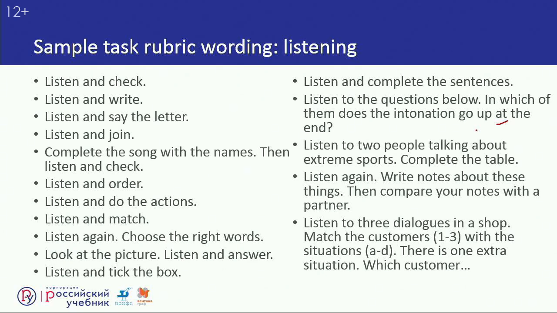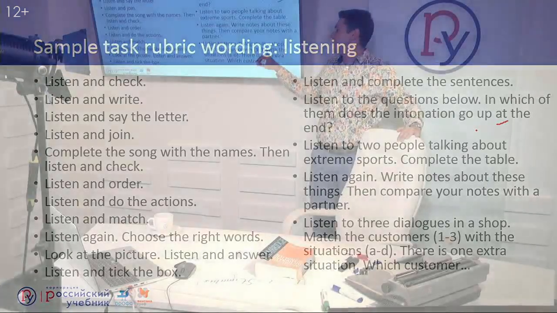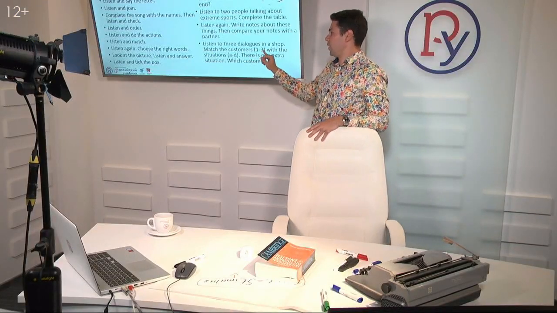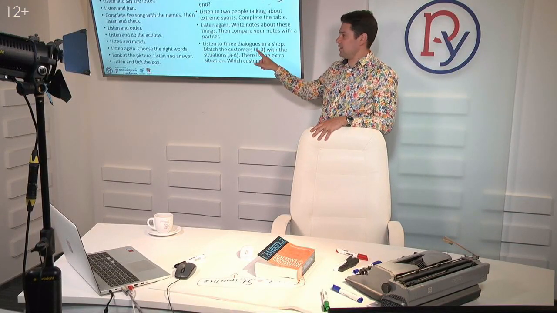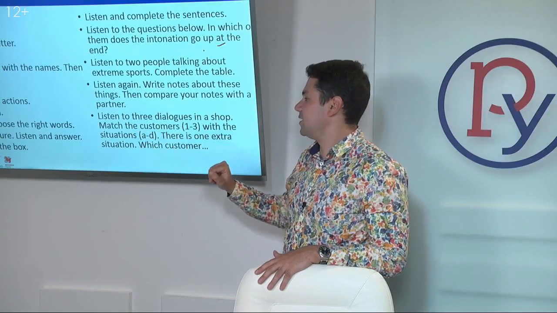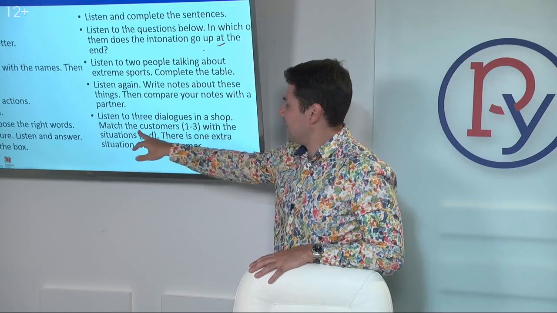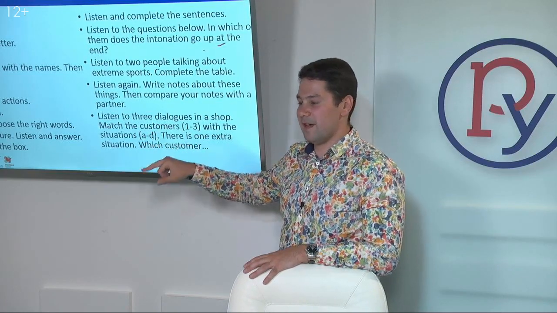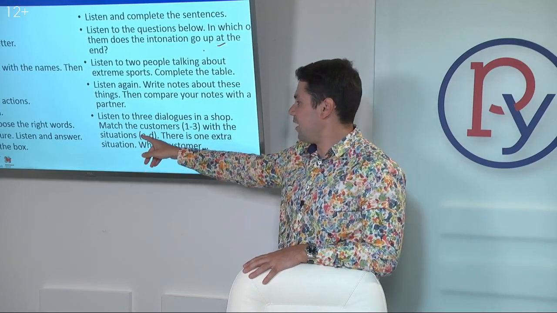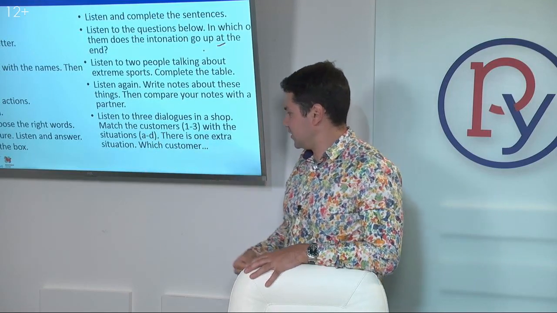Write notes about these things. Then compare your notes with a partner and listen to three dialogues in a shop. Match the customers, and here 1 to 3. If we had no brackets in here, it would be match customers 1 to 3. But because 1 to 3 is in brackets here, it's the customers with the situations A to D. Once again, if we had no brackets in here, it would have been with situations A to D. There is one extra situation.